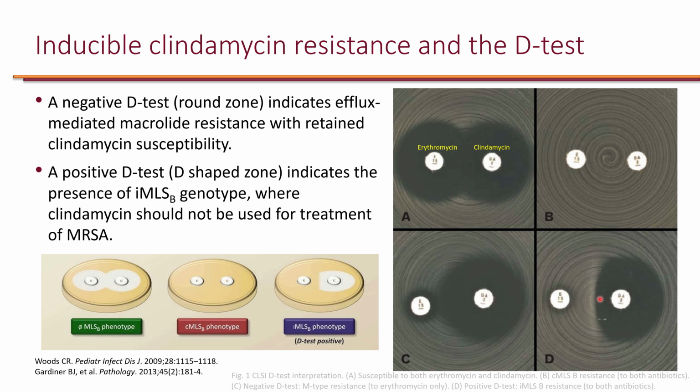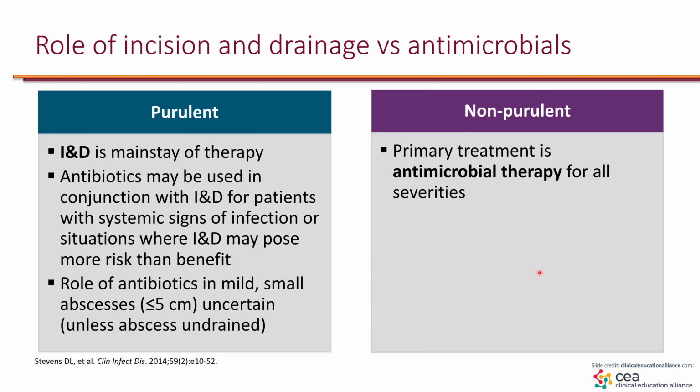So panel D is D-test positive and panel C is D-test negative, which means that if you have D-test negative, it's okay to use clindamycin clinically. When you have D-test positive, it's recommended not to use clindamycin because it's possible that once the patient starts receiving clindamycin, halfway through the treatment there may be enough induction to cause resistance to clindamycin, leading to treatment failure.